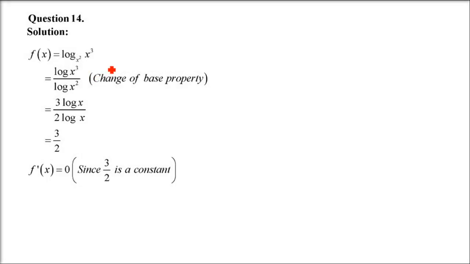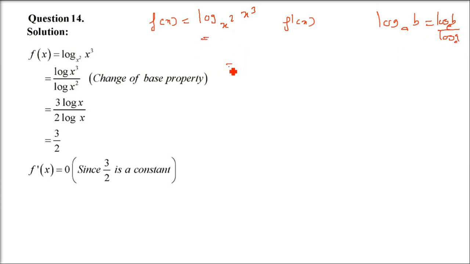Now this is question number 14. If f(x) equals log of x cube, the base is x square, and we have to find f dash x. You know that log base a of b, you can write as log b by log a. So we can write this as log of x cube, and then we have log of x square.